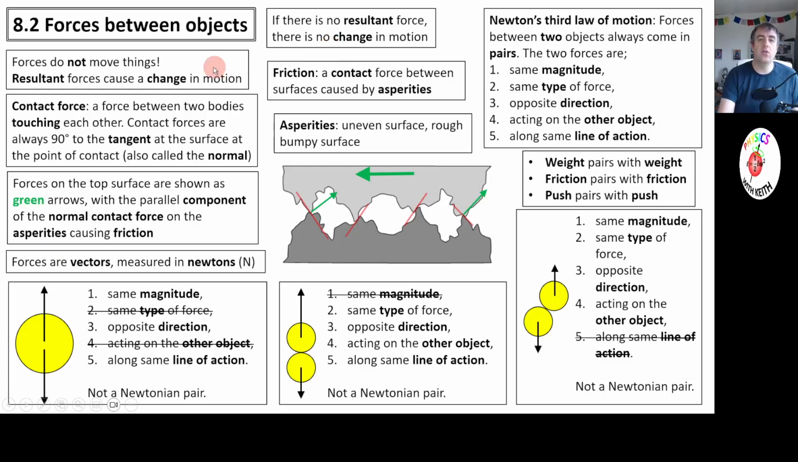What a force does, or should I say what a resultant force does, if you have a resultant force, when you add up all the forces acting on your object using the vector addition we did last lesson, at the beginning of this video, if there is a non-zero value of that force, then it will cause a change in motion. I'm keeping motion quite vague at the moment. We'll talk a little bit more about what we mean by that later, but that's what forces do. They cause changes in motion. They don't cause motion. So I'll give you an example.